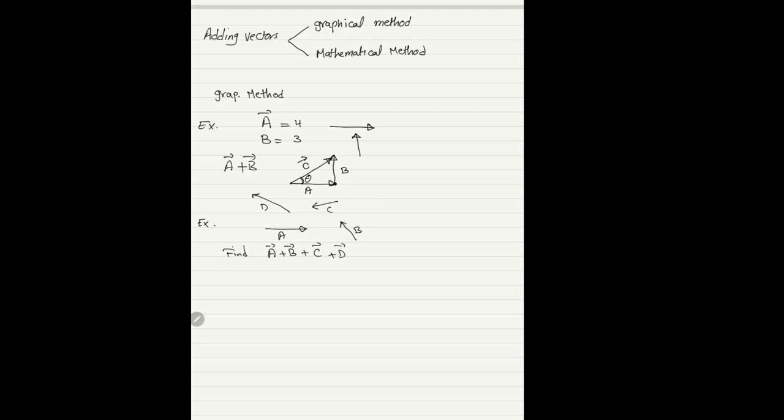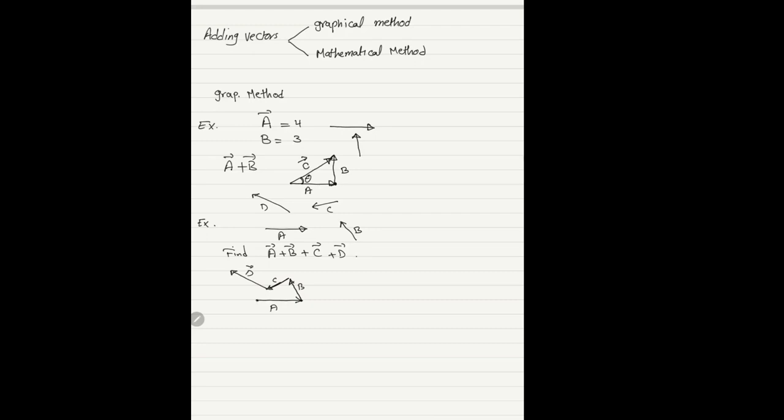In order to find A plus B plus C plus D, start with vector A, and draw same length, same direction. Now from the head of vector A, draw vector B. So this is A, same length here, same direction for B. Now draw C here, and draw D here.